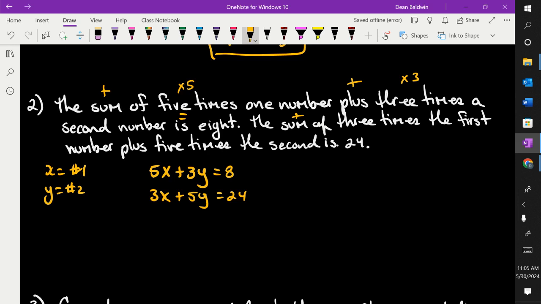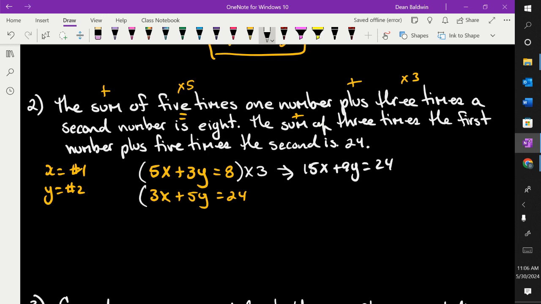So, what are we going to do here? Okay, so are we doing elimination? I would do elimination. So, are we eliminating the x's or the y's? Okay. Let's eliminate the x's. So, what do I have to multiply the top one by? Top one gets multiplied by 3. And that's going to give me 15x plus 9y. 3 times 8 is 24.